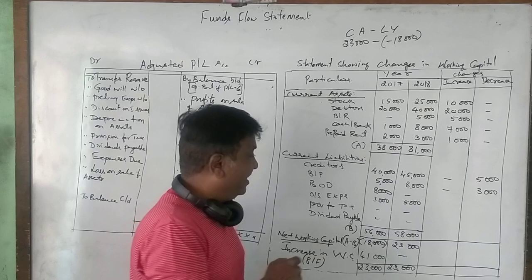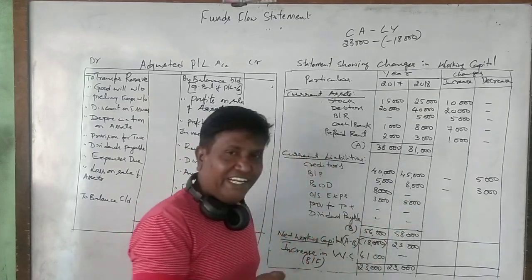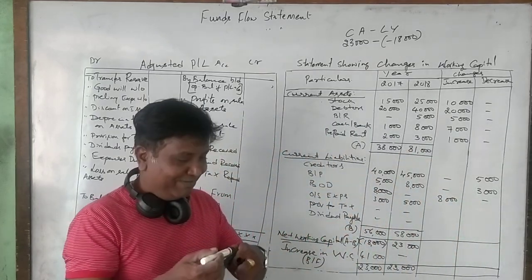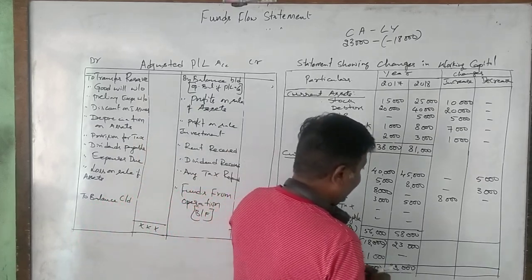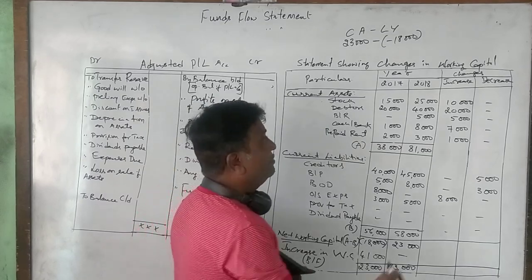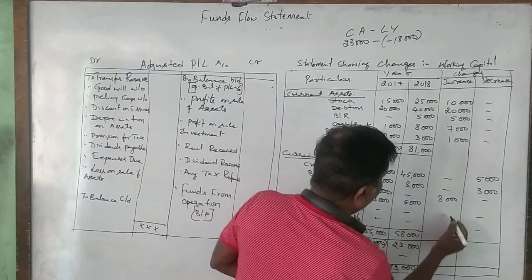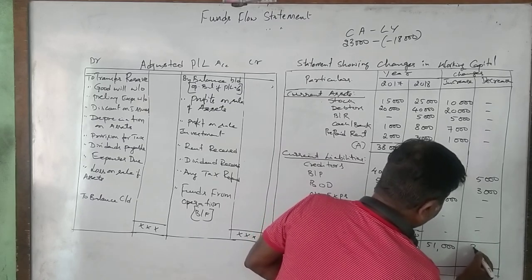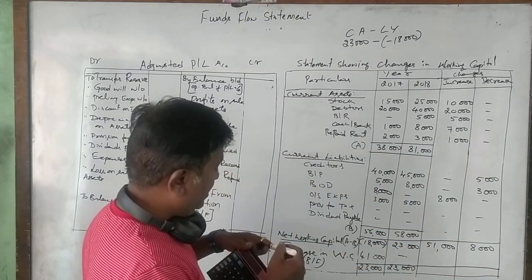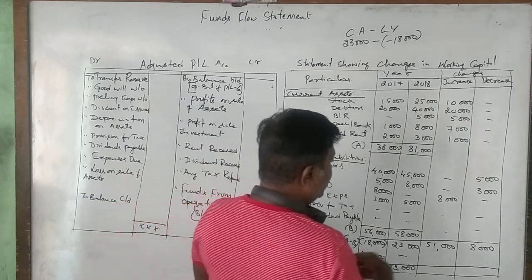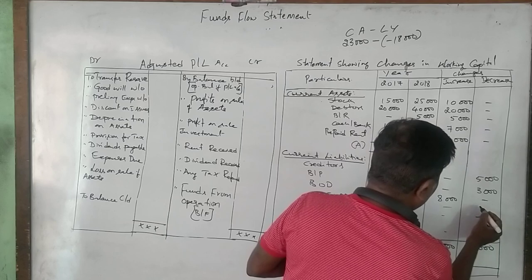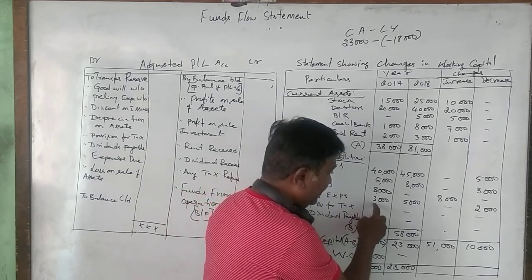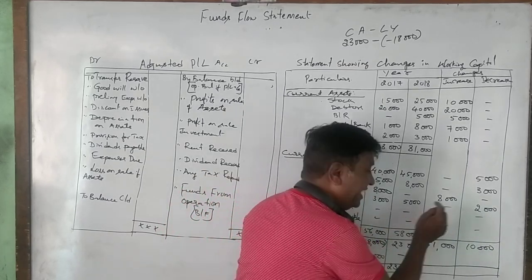Now, if you check here, 8,000 there was bank overdraft. Nothing in 2018, that means we repaid. There is a decrease. If it is a decrease in current liability, we write it in the increase column, as increase in working capital. Here there is nothing. Okay, now what we do is, we check with the increase column amount. 8, 9, 16, 21, 2 carries, 5. One more is there, outstanding expenses. There is an increase, but we write it in the decrease column. This becomes 10,000. Outstanding expenses, 3,000 to 5,000. There is an increase, but we write it in the decrease column.